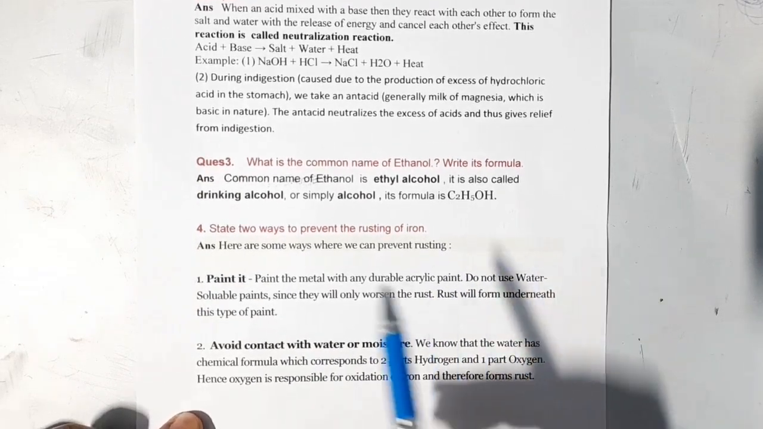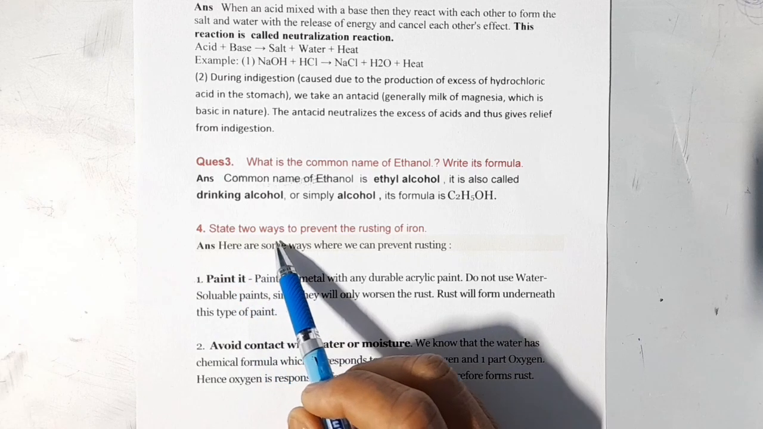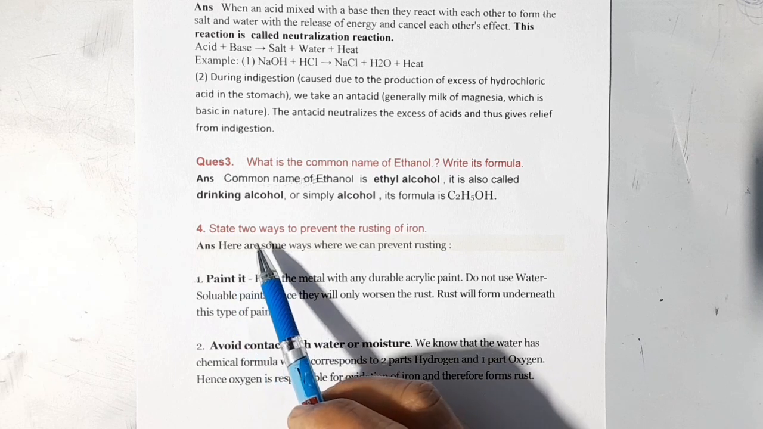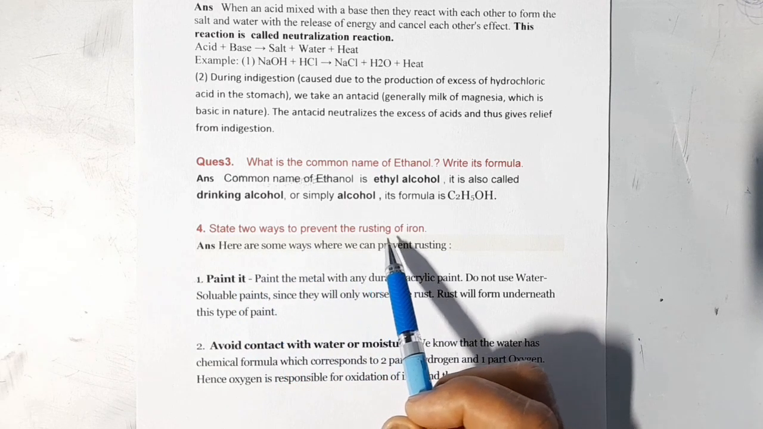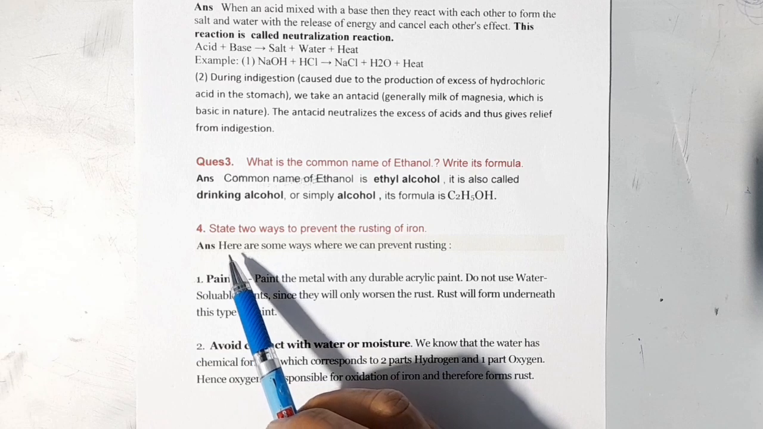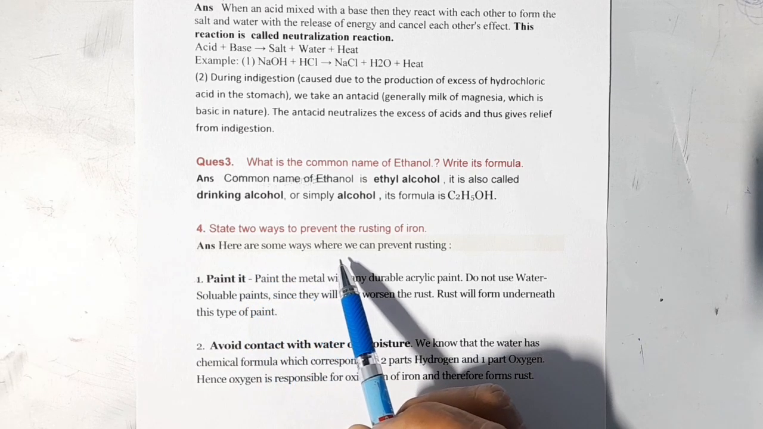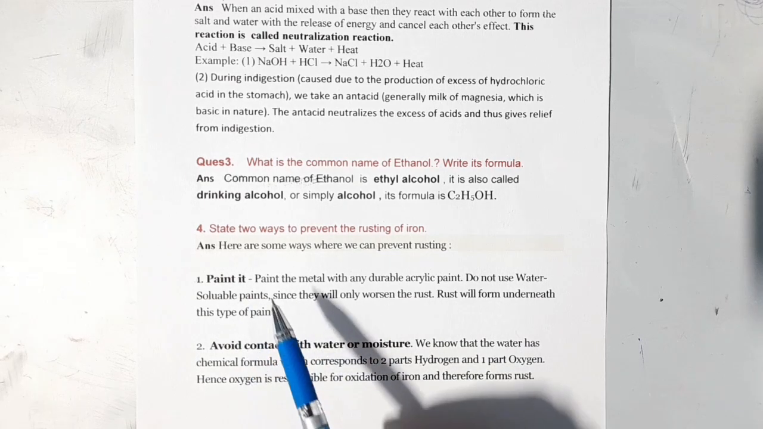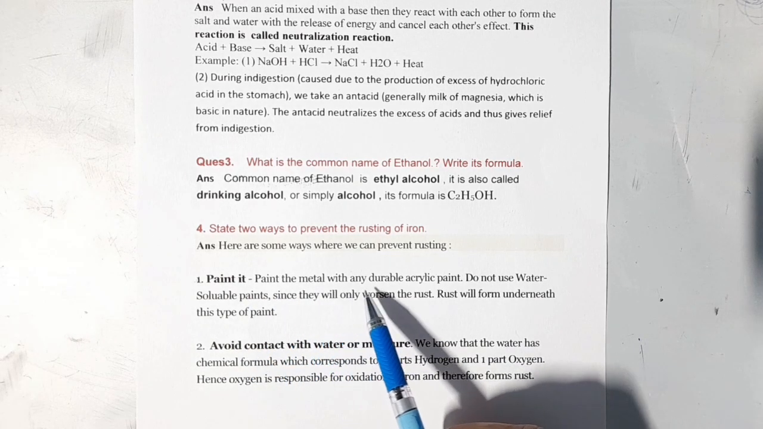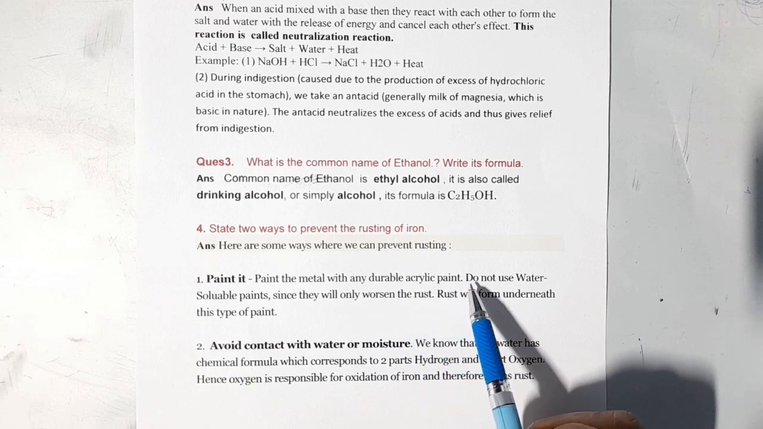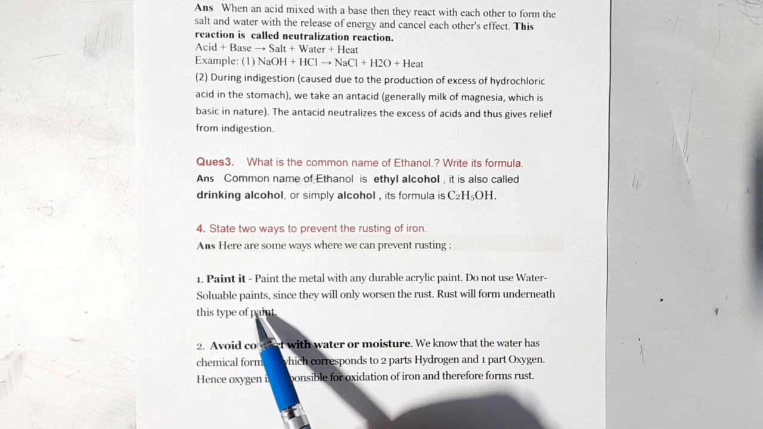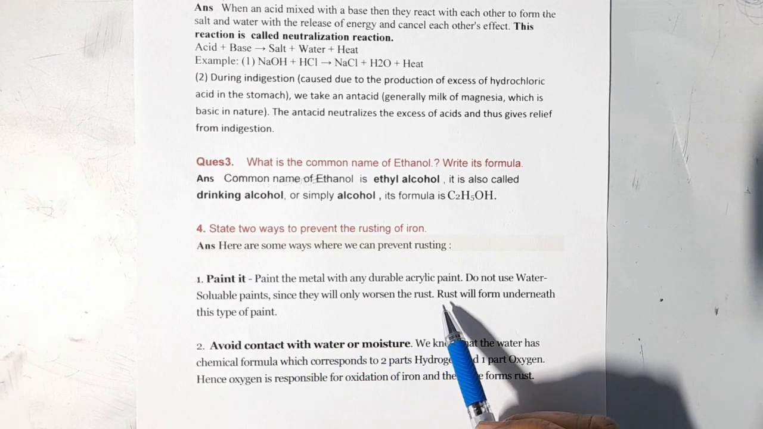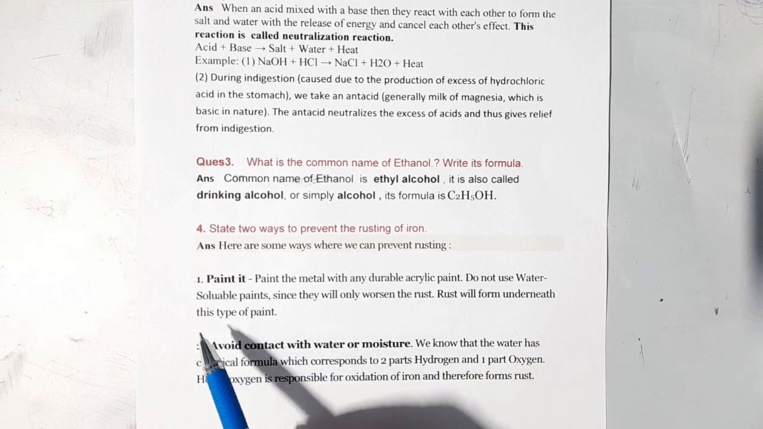Next question. State two ways to prevent the rusting of iron. We have to give two ways to prevent the rusting of iron. So here are some ways where we can prevent rusting. Paint it. Paint the metal with any durable acrylic paint. Do not use water soluble paints since they will only worsen the rust. Rust will form underneath this type of paint.